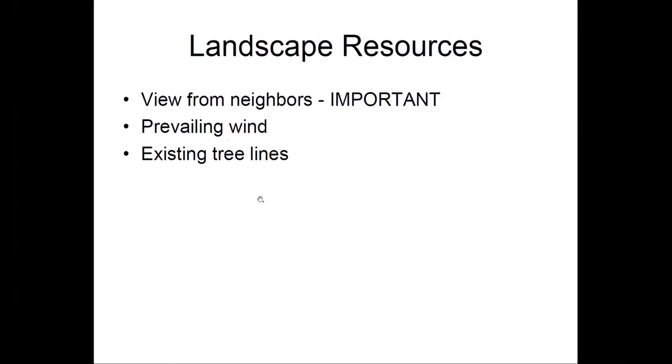Look at your existing tree lines. Can you use them? Can you beef them up? Can you add more trees, more shrubs, some things so that you don't have the view and you can break up some of the odors?